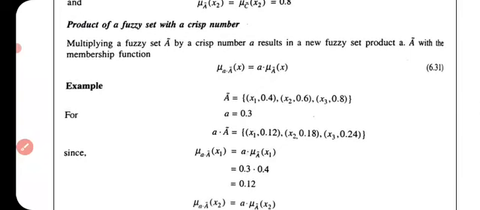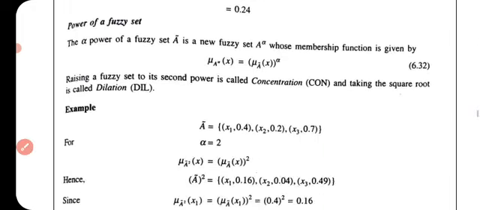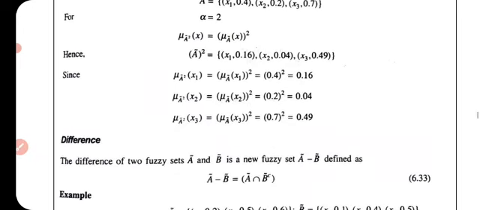Now, product of a fuzzy set with a crisp number. If we have a crisp number, multiplying a fuzzy set A by a crisp number, small a, results in a new fuzzy set, product a multiplied by fuzzy set A. With a membership function, if we multiply the fuzzy set with a, then we have to multiply the value with the membership function. So it is simply multiplication of the value a with all variable values. So this is the product of a fuzzy set with a crisp number, right? The power of a fuzzy set is not needed.